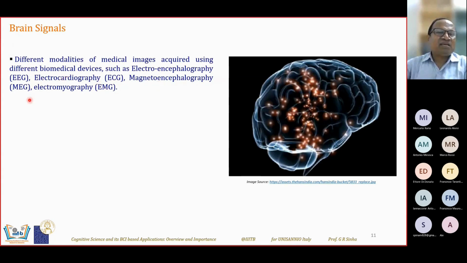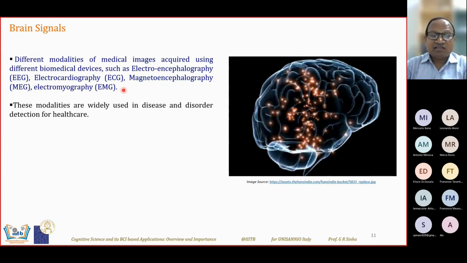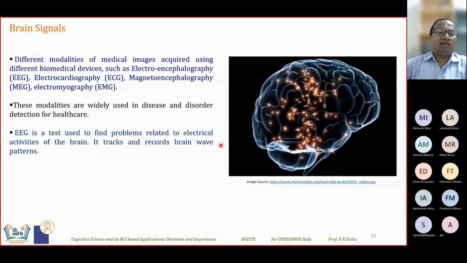Then what is next? MEG, magnetoencephalography. What is next? Electromyography, called EMG. There are more, like functional MRI, right? Positron emission tomography, that is PET. All the modalities have not been written. So there are different modalities, and different types of research are carried out with the help of different types of signals. These modalities are widely used in disease and disorder detection in the area of healthcare.